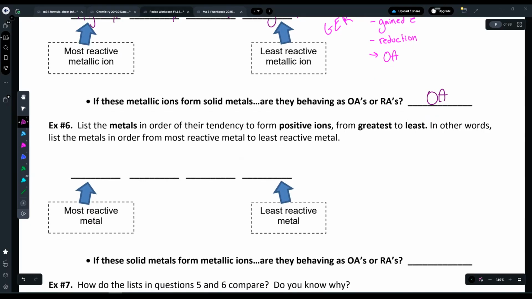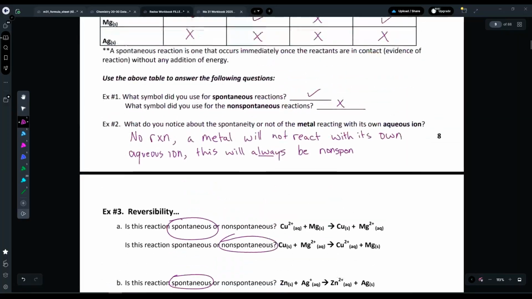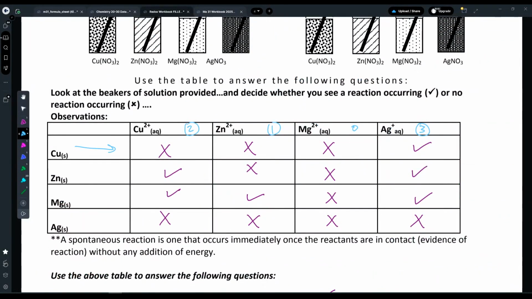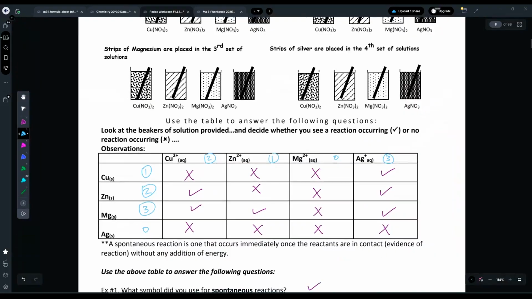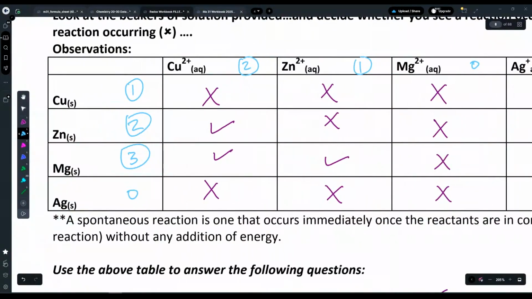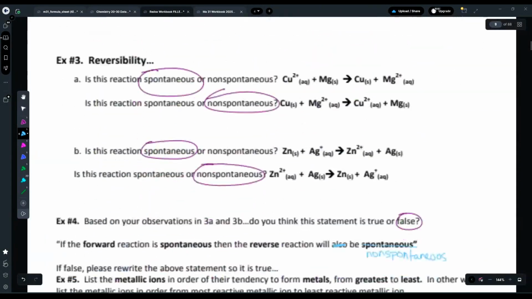So the next part, we need to list the metals in order of their tendencies to form positive ions from greatest to least. So in other words, list the metals in order from most reactive to least reactive. So let's go back to our data table here. What I'm doing is I'm reading the rows. Copper solid, we only had one check mark in this row, so it only reacted once. With zinc, we've got 2 check marks, so it reacted twice. Magnesium, it reacted 3 times, and then silver, the silver solid, didn't react at all. So let's use that to order our list. It looks like magnesium reacted the most, then zinc, then copper, and then silver.